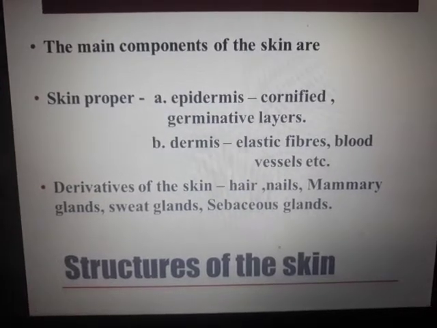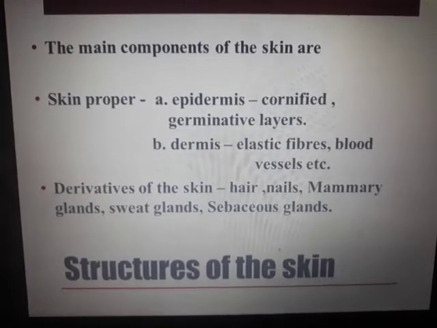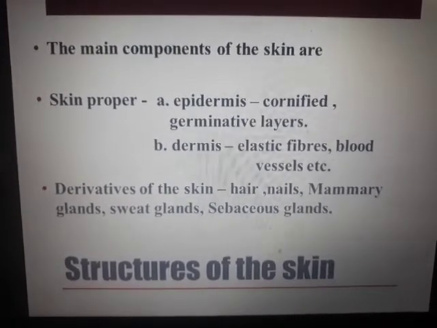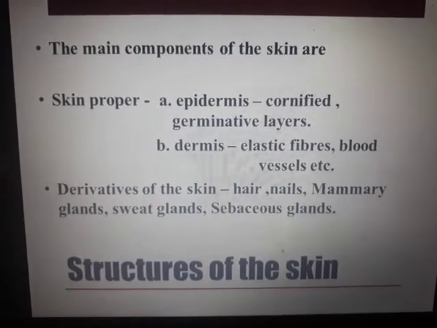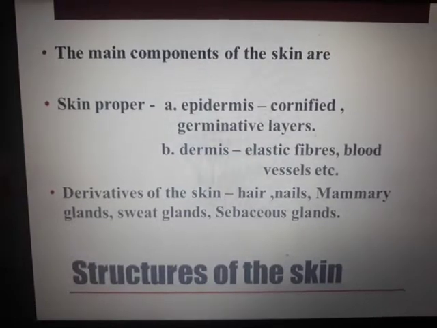And the second part of it is the derivatives of the skin. Derivatives are something that is attached to the skin, like hair, nails, mammary glands, sweat glands, and sebaceous glands. So these are the two main bifurcations of the skin: the skin proper and the derivatives of the skin.